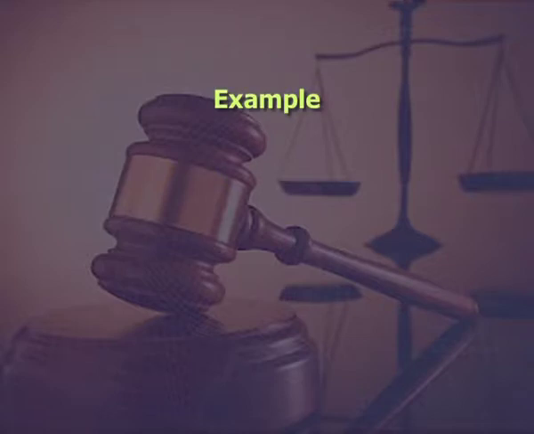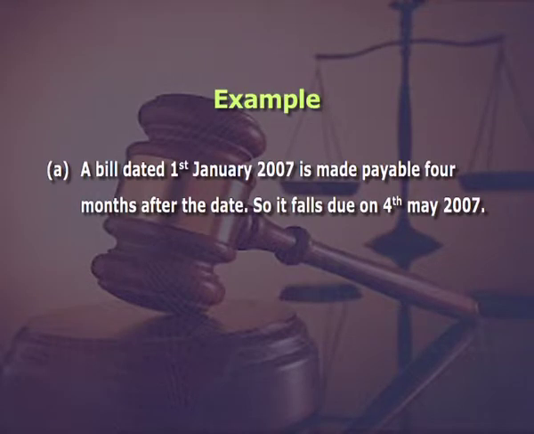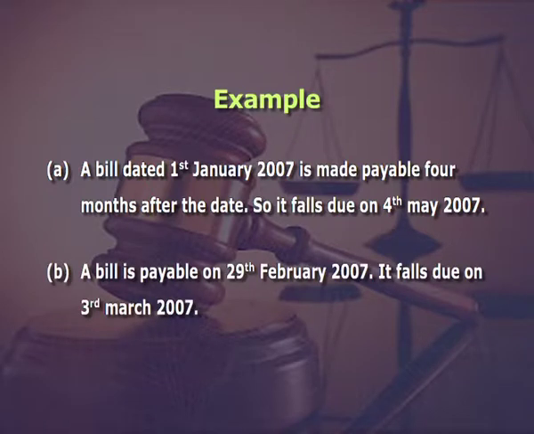For example, first, a bill dated 1st January 2007 is made payable 4 months after the date, so it falls due on 4th May 2007. Second, a bill is payable on 29th February 2007. It falls due on 3rd March 2007.